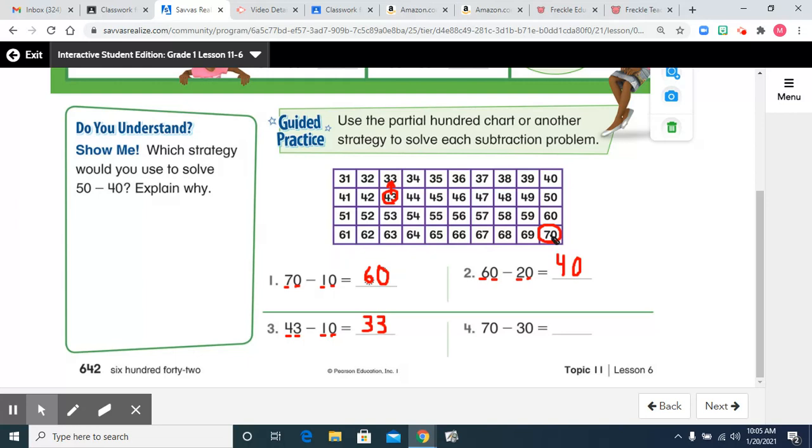So let's count by tens till we get to 30. Ready, go. 10, 20, 30. So we know that 70 minus 30 equals 40. If you look at your tens and your ones, 7 tens minus 3 tens equals 4 tens, and 0 minus 0 in the ones place equals 0.